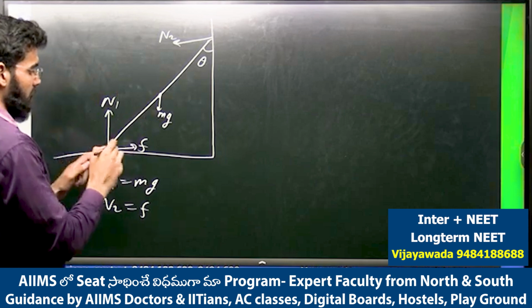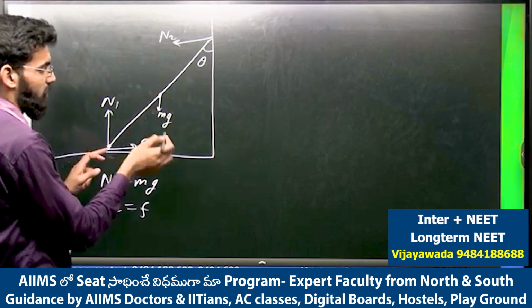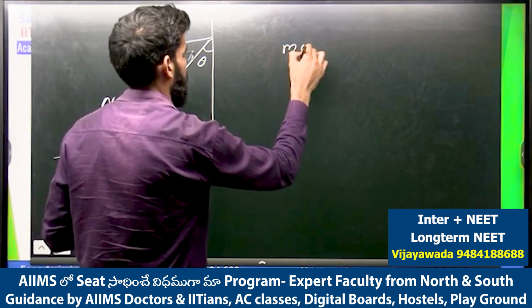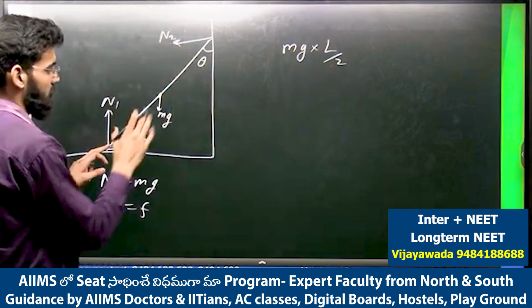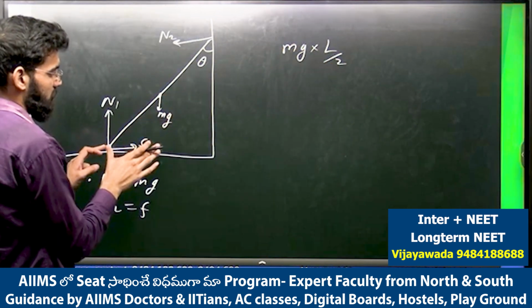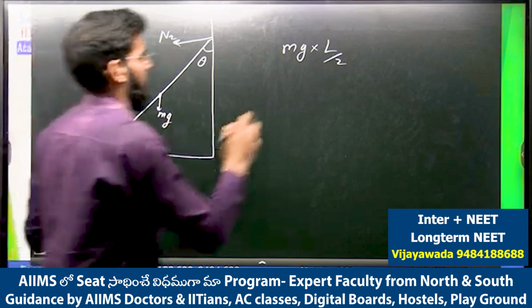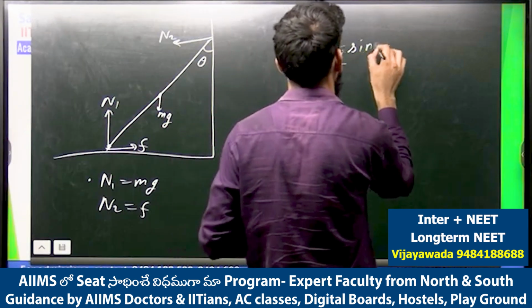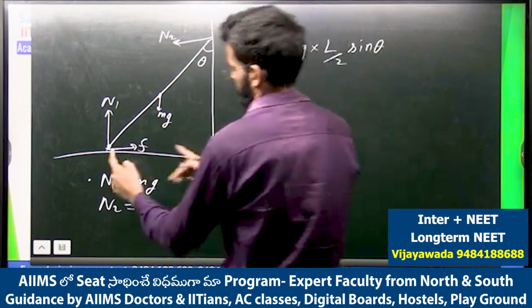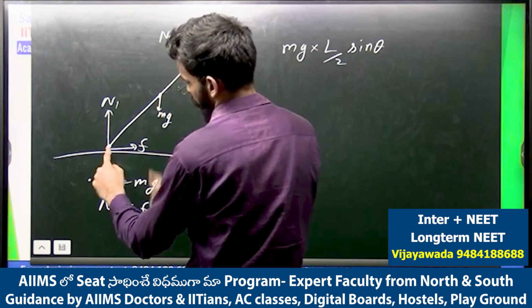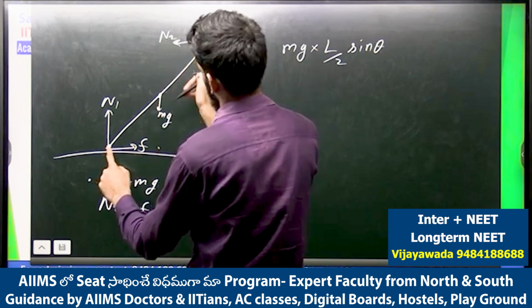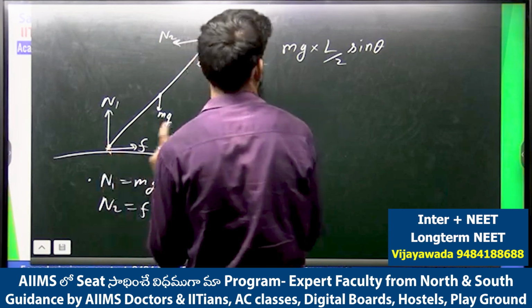So see here. About this point, if you write down the torque, what will you say? mg into L by 2. This is theta, so this is 90 minus theta. So this is how much? L by 2 sine theta. So the torque is mg L by 2 sine theta. From the point, this is the line of action of force, so the distance is L by 2 sine theta, since this is theta, 90 minus theta, it will come as sine theta.